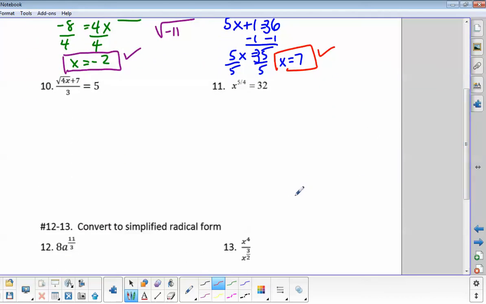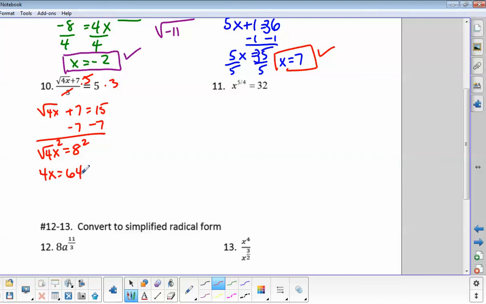Alright, in problem 10, you are going to get rid of divided by 3 by multiplying both sides by 3. So times 3 times 3, that's going to cancel this out. And you have the square root of 4x and then a plus 7 equals 15. And now you want to subtract 7 on both sides. Alright, now to get rid of your square root, you can square both sides and you have 4x equals 64. And divide by 4 to get x equals 16.